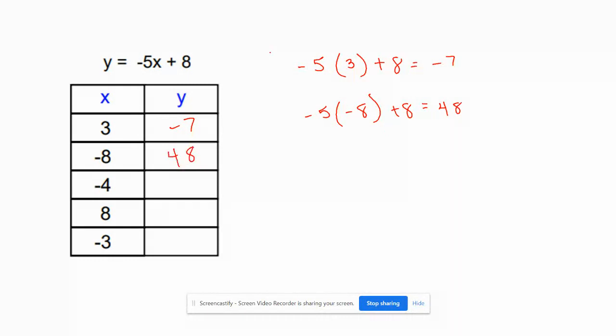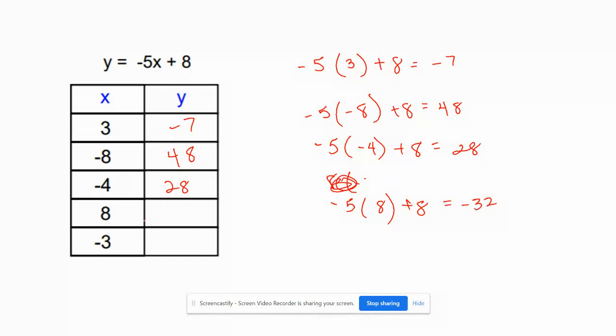And this doesn't have to be in order. As you can see, this one isn't in order, but most times they are. It does not have to be in order, though. All right. -5 times -4 is 20 plus 8, 28. Okay. -5 times 8. Make sure you put your x in the right spot. Plus 8. So this is now -40 plus 8, -32.